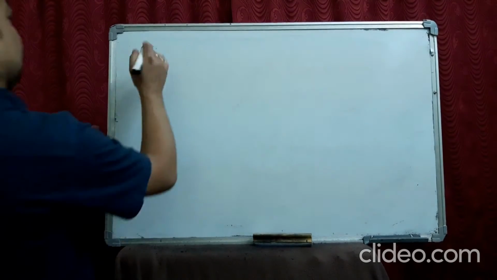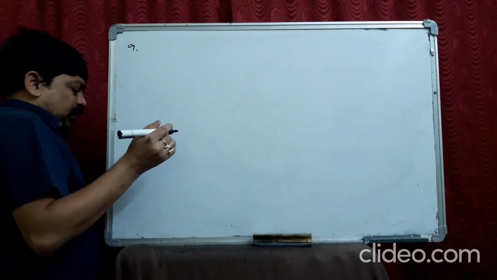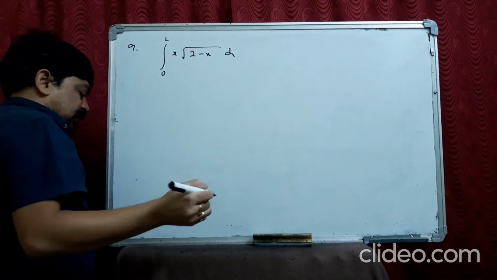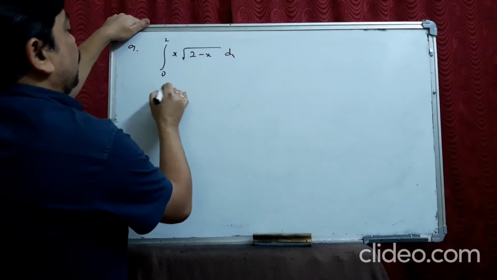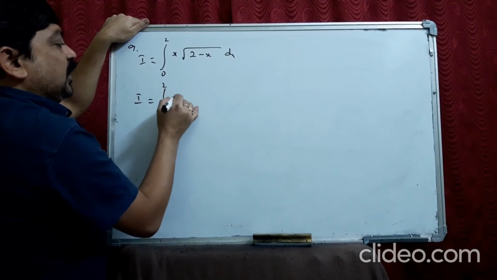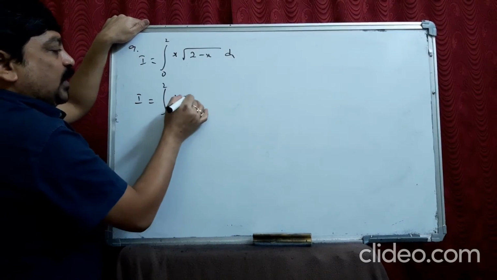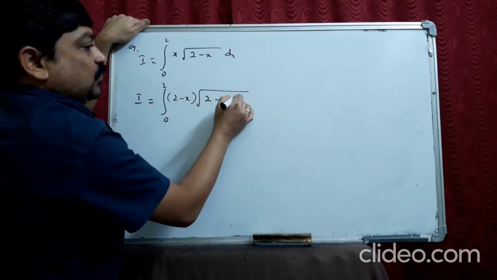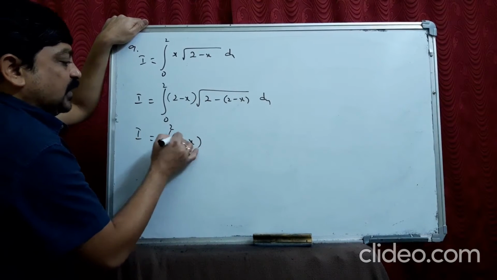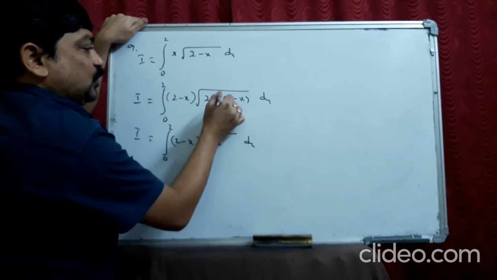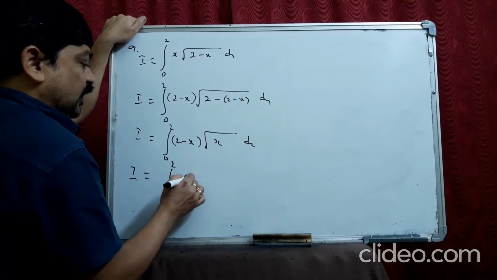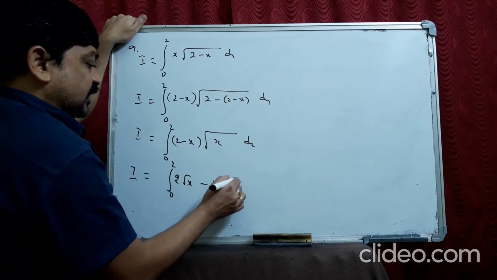Now see the ninth question. Integration 0 to 2 of x into root of (2 minus x) dx. We apply the same property here. I is equal to 0 to 2, in the place of x we write 2 minus x: (2 minus x) into root of (2 minus (2 minus x)) dx. So it becomes, the 2 gets cancelled, it becomes x. So I write 0 to 2 of root x minus x root x dx.